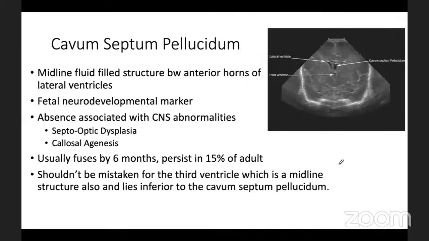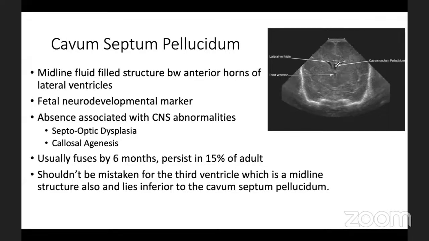Cavum septum pellucidum is another structure to identify on the ultrasound. It's a midline fluid-filled structure between the two horns of the lateral ventricle, and this is the cavum septum pellucidum. It is a fetal neurodevelopmental marker as well, and sometimes it is absent. If it is absent, always suspect septo-optic dysplasia and callosal agenesis. Usually it fuses by 6 months of age. Sometimes, in 15%, it persists in the adult.